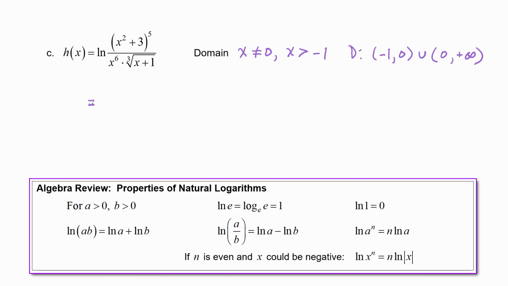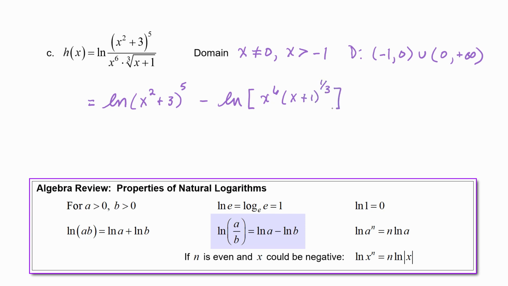And we see that we have natural log of a over b, which means we can write it as natural log of a minus natural log of b. So this becomes natural log of (x squared plus 3) to the 5th, that's the numerator, minus natural log of the entire denominator, which is x to the 6th times the quantity (x plus 1) to the 1/3. I'm going to choose to write this as a fractional exponent instead of the cube root.